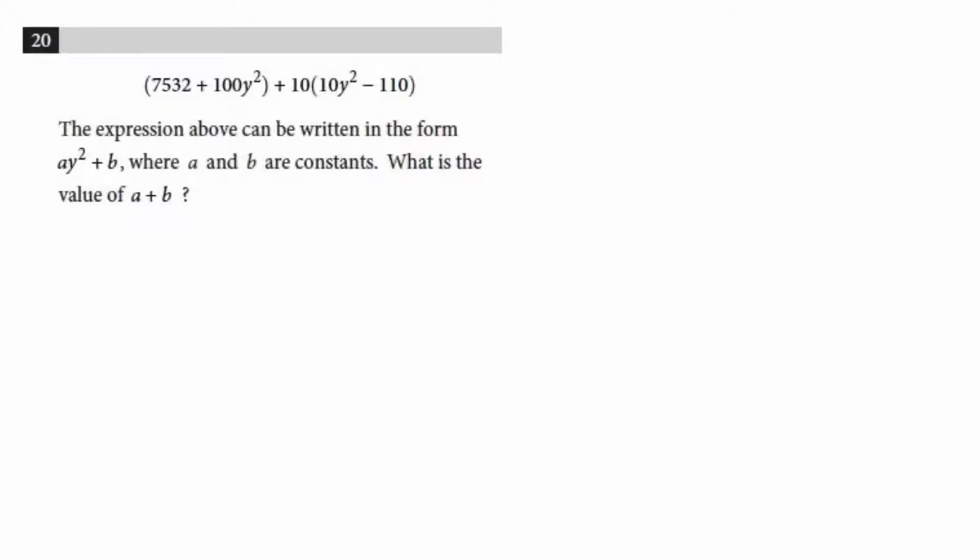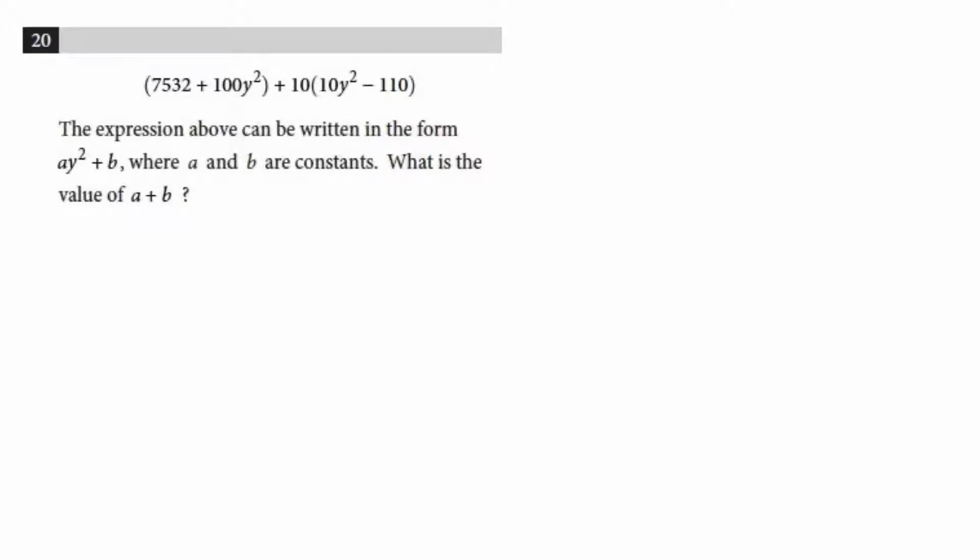7,532 plus 100y squared plus 10 times 10y squared minus 110. The expression above can be written in the form ay squared plus b. A and b are constants. What is the value of a plus b? Okay, so we need to figure out what a and b are. That's fine.